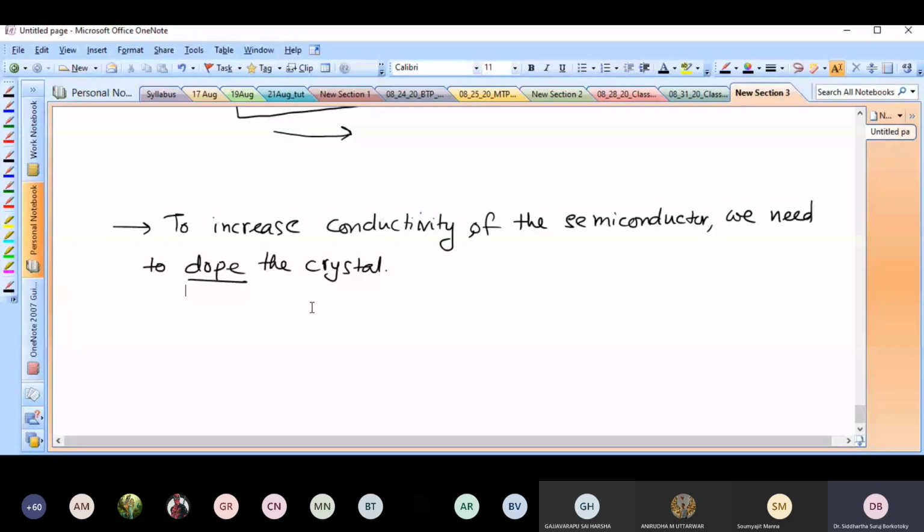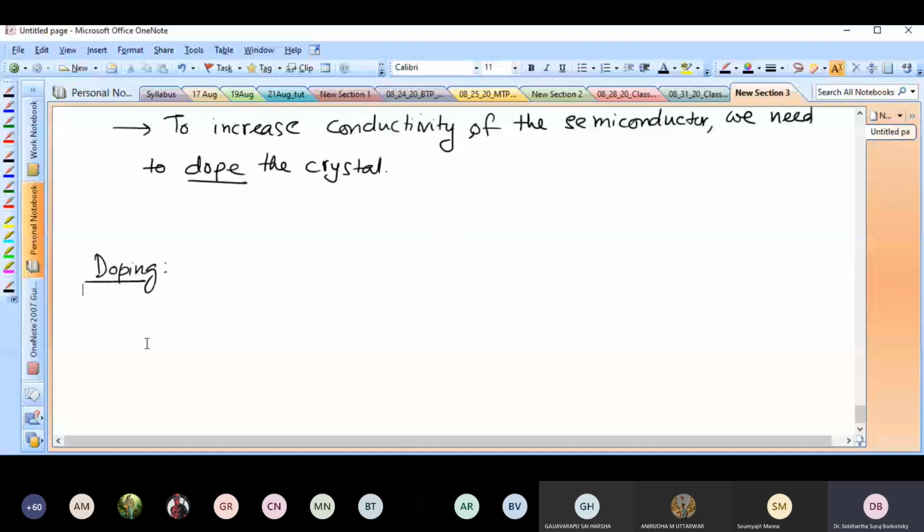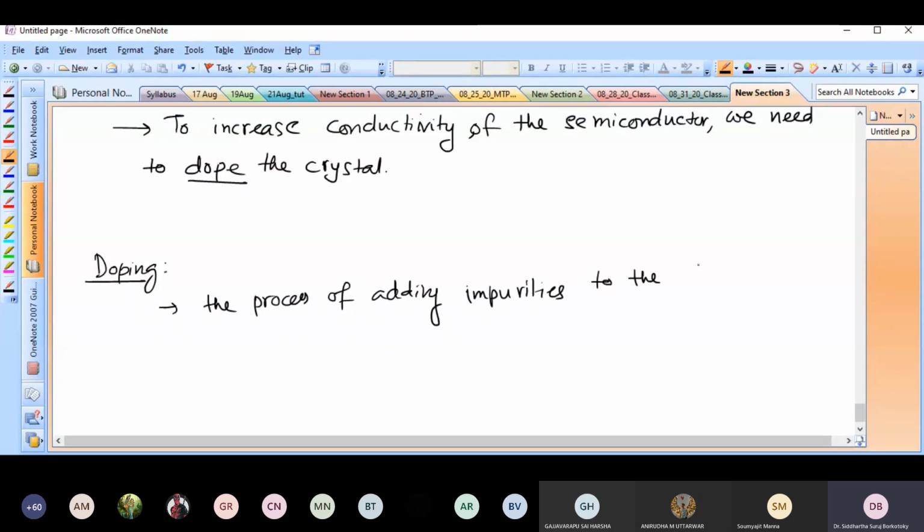All right, so let's look at this question of doping. How do we dope this thing? Doping is the process of adding impurities to the semiconductor. We'll see what impurities are added.